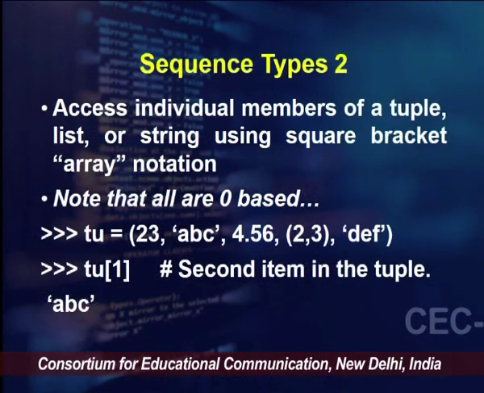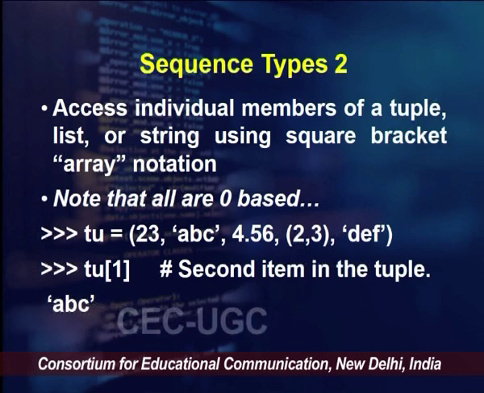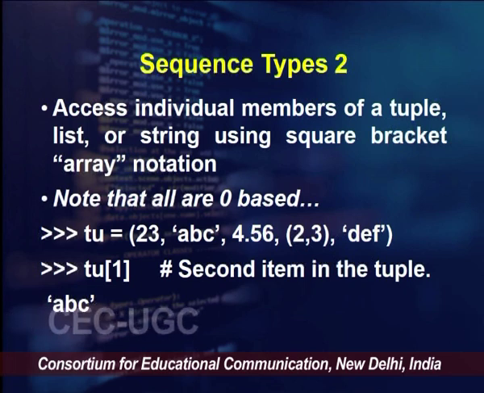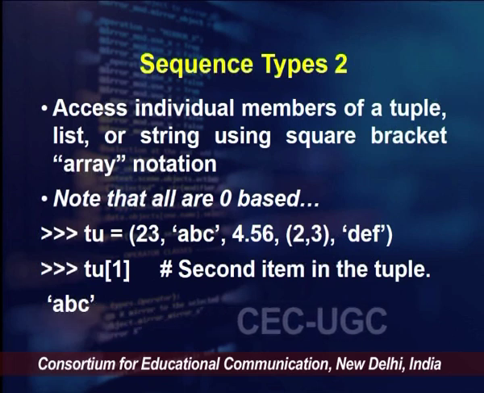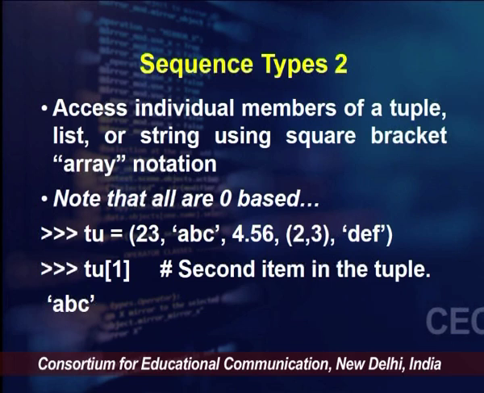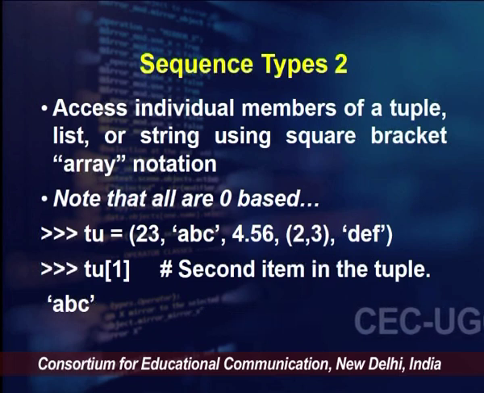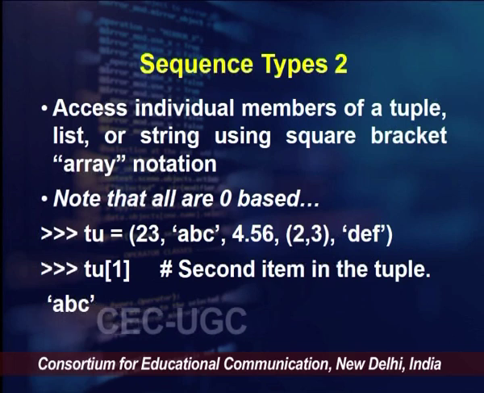quotes, right. Now, if you want to access the individual members of a tuple or a list or a string, we will always use the square bracket notation. The square bracket notation is very similar to the array notation that we know, and you will always have an index number. And we know that the tuple, list and the string are 0 based, that is the first index is always the 0 index. So, if you write tuple and you write square brackets and the index is 1, it means that you are accessing the second element or the second item in the tuple, right.